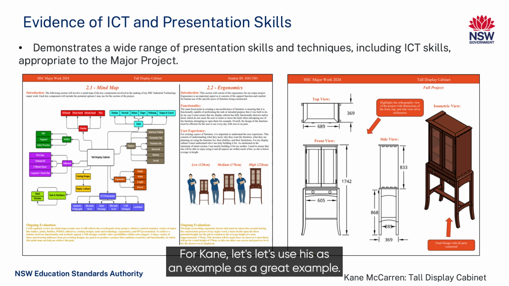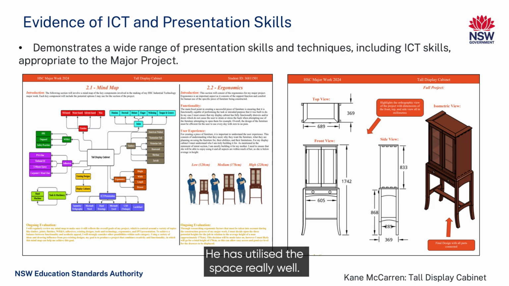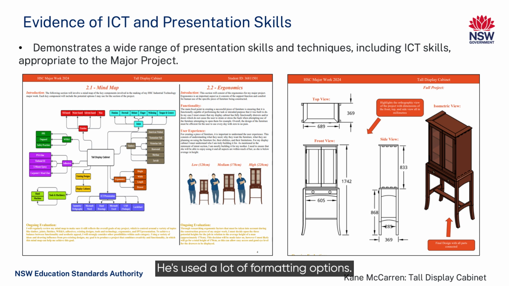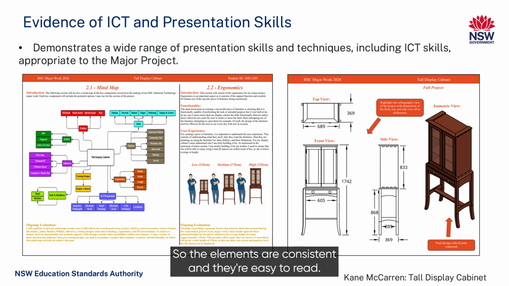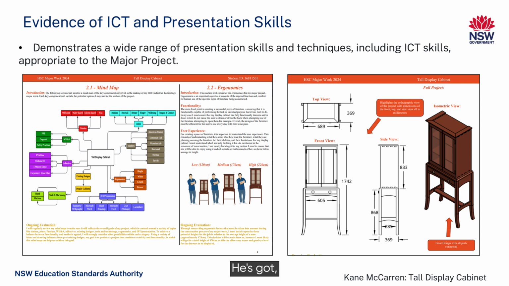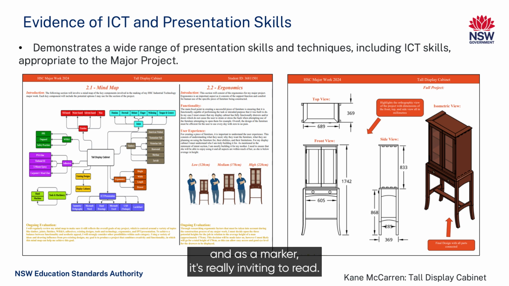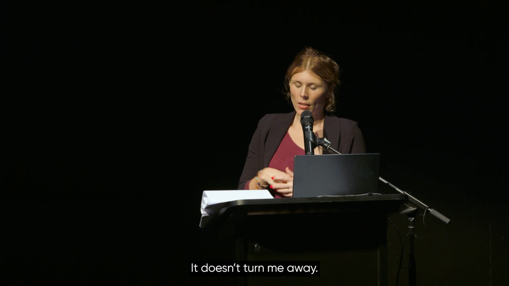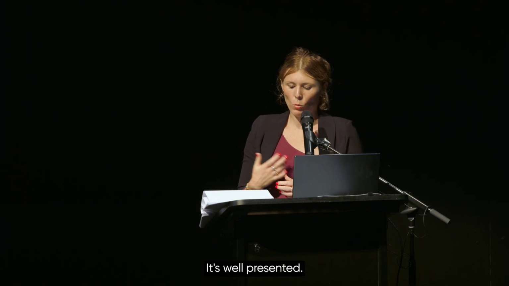For Kane, let's use his as a great example, right? He has utilised the space really well. He's used a lot of formatting options, so the elements are consistent and easy to read. He's used headers and footers and page numbers. Obviously, he's got this orange colour. He's got the symbols and the tables that we saw in some of the research. He's got bullet points to break up the text. And as a marker, it's really inviting to read. Doesn't turn me away. It's well presented.